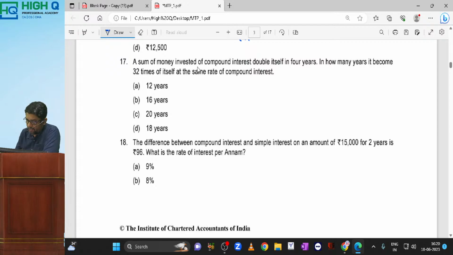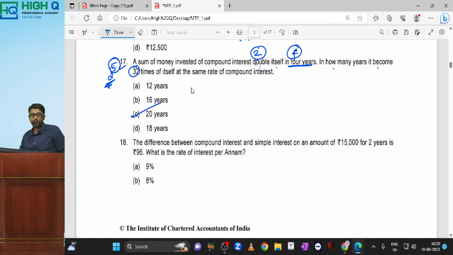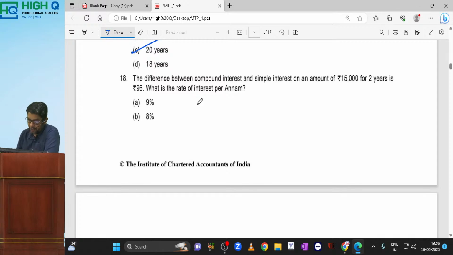A sum of money invested at compound interest doubles itself in 4 years. So 2 times itself in 4 years. In how many years does it become 32 times? That is 2 power 5. Of course, you know the shortcut, my dear. Double is power of 2, triple is power of 3. So the index of 2 power 5 is 5, into how many years? 4 years. 5 fours are 20 years. Direct answer. Okay. Next step.